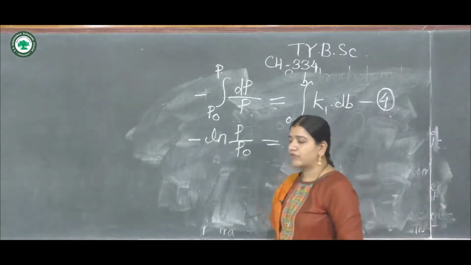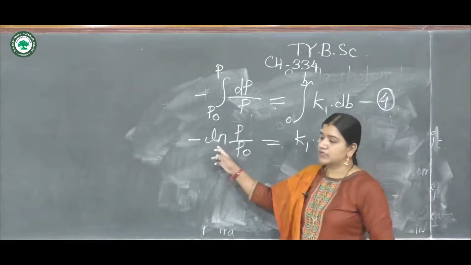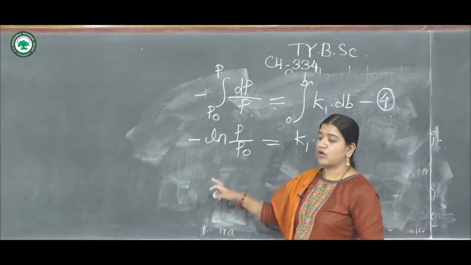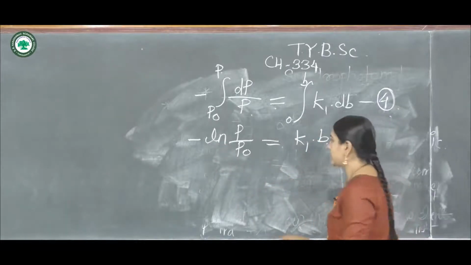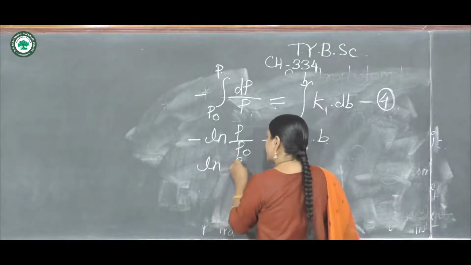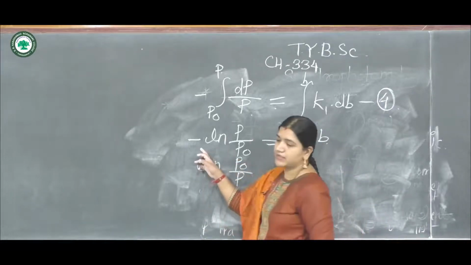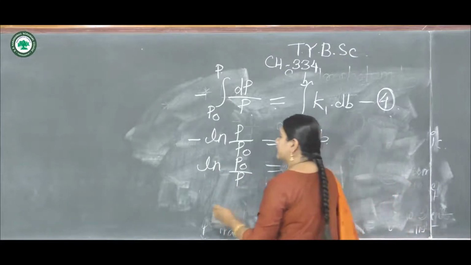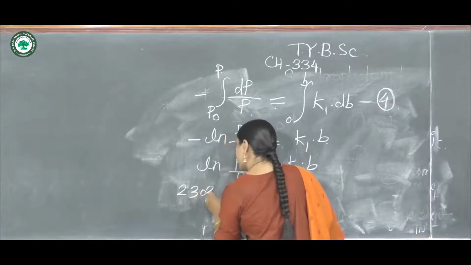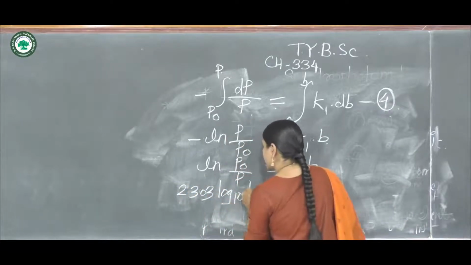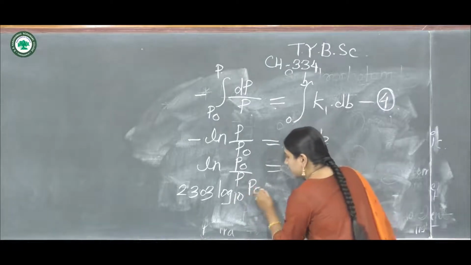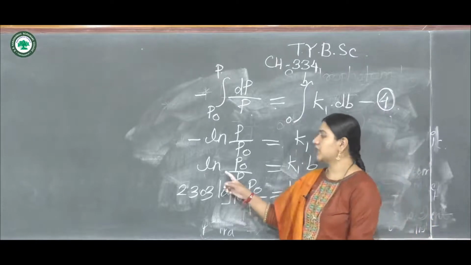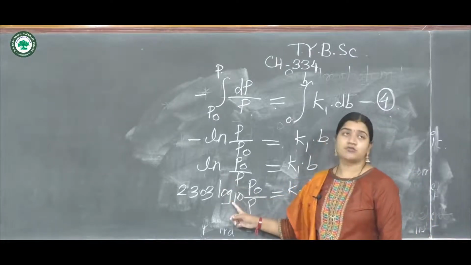Okay. Now after that, converting this ln, that is log to the base e, to log to the base 10, what we get is ln p0 upon p, here the negative sign is removed, which is equal to k1 into b. Now 2.303 log to the base 10 p0 upon p is equal to k1 into b. Here we are converting ln into log to the base 10.